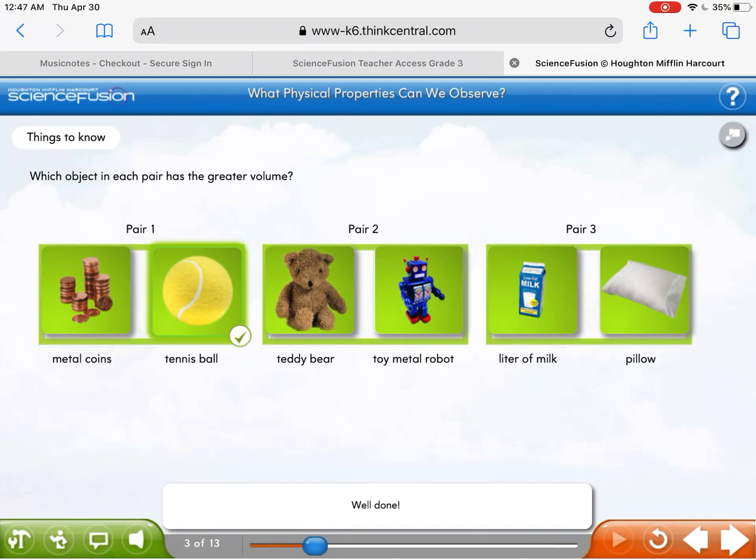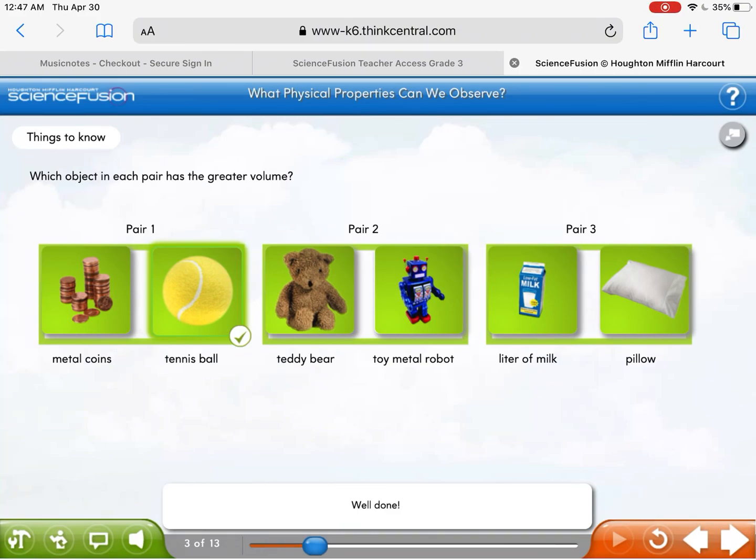Well done. You can also look at the 2 pictures in the green squares, and the tennis ball fills up the green square a lot more than the picture of the coins does. And they said they're about the same height, so the stack of coins and the tennis ball are about the same height. But the tennis ball is just bigger and more circular, so it takes up more space, it has more volume. So pair 2 is a little teddy bear and a robot.